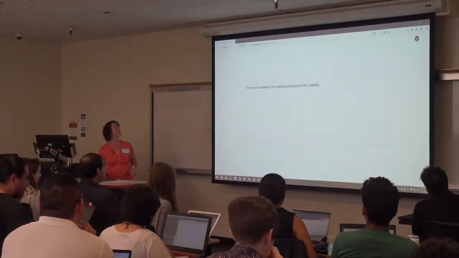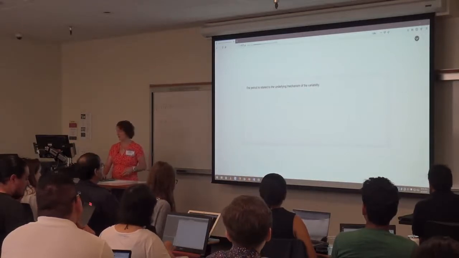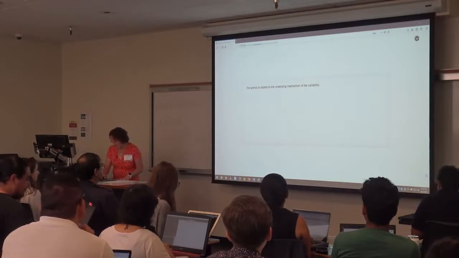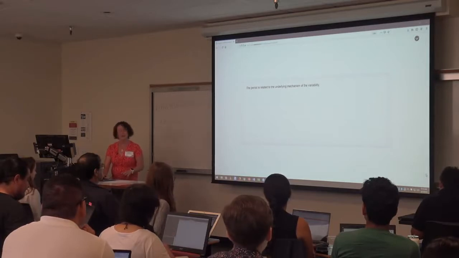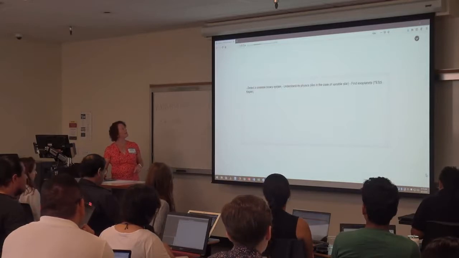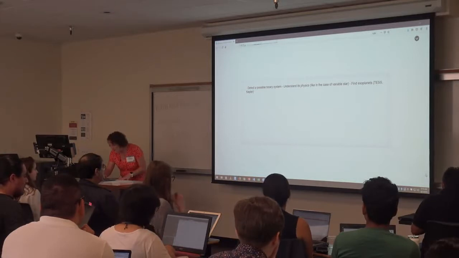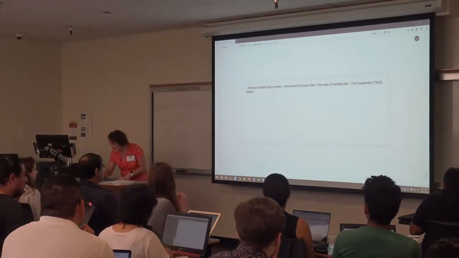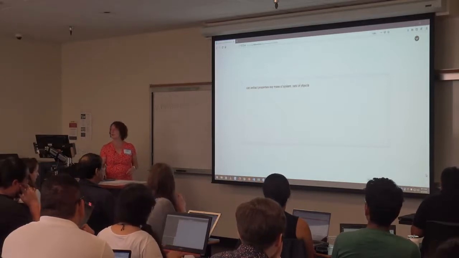How about this? Periods related to the underlying mechanism of the variability. Yeah, so it can tell us about something that's going on. Let's take a look at another one. Okay, did I hit share? No, I didn't, sorry. Okay, so we got another one there, and let's do one more. Let's see. Okay, so yeah, you guys got some good ideas here.